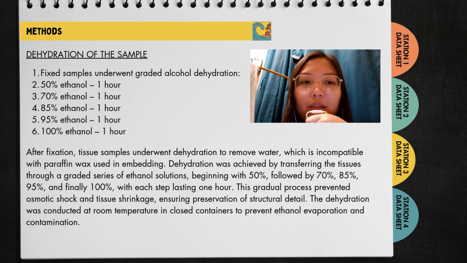Dehydration of the sample. After fixation, tissue samples underwent dehydration to remove water, which is incompatible with paraffin wax used in embedding. Dehydration was achieved by transferring the tissue through a graded series of ethanol solutions, beginning with 50%, followed by 70%, 85%, 95%, and finally 100%, with each step lasting 1 hour. This gradual process prevented osmotic shock and tissue shrinkage, ensuring preservation of structural detail. The dehydration was conducted at room temperature in a closed container to prevent ethanol evaporation and contamination.